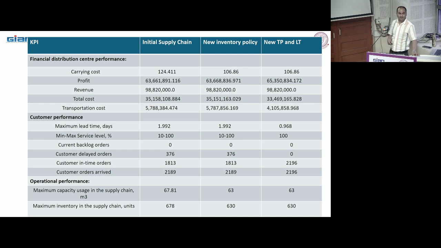Okay, so what did you learn from this one, guys? When you had some problems like backlog, overstocking, understocking, or this kind of delayed orders, then you need to play with your policies, sourcing policies, your inventory policies, transportation policies, and you need to make some changes there so that your total performance will be improved.